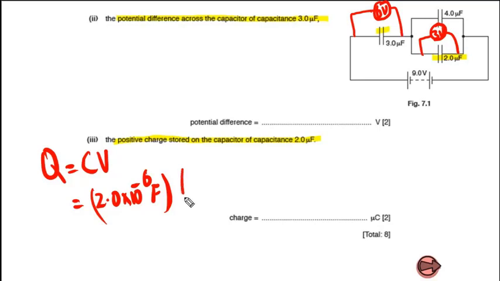So the potential difference across the 2 microfarad capacitor is 3 volts, and we just need to multiply this and we will get our final answer. So in this case the final answer will be 6.0 microcoulombs. This is our final answer.